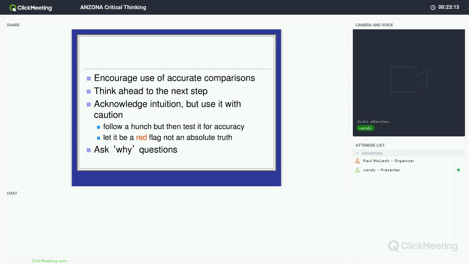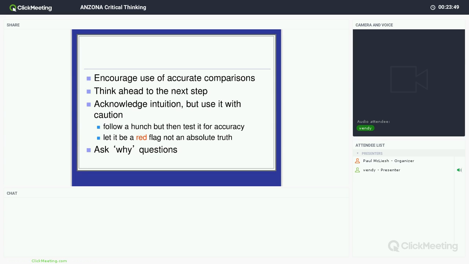When we're looking at our clinical problem solving and our decision making, it's encouraging the use of accurate comparisons. And again, this is something that comes with a bit of experience. It's thinking ahead to the next step. What are the possibilities of what's going to happen? Having gut feelings or acknowledging our intuition is a really, really important part of our critical thinking. Quite often they think that it may be our knowledge or our experience that is setting off that intuition, even though it may not be right at the forefront of our brain to be saying, right, that's exactly what I'm thinking right now.